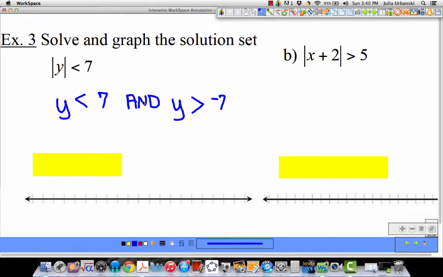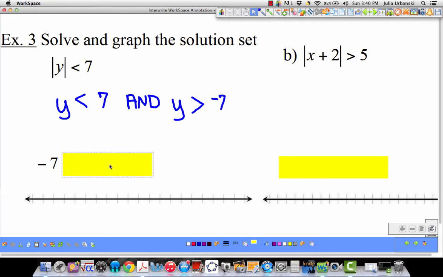Now, most of the time, an and statement is going to be a line segment with a beginning point and an ending point. So when you actually turn this into a compound statement, you just look for your smallest number. The smallest number is negative 7. So I'm going to start that at the left, negative 7. But negative 7 is less than y.